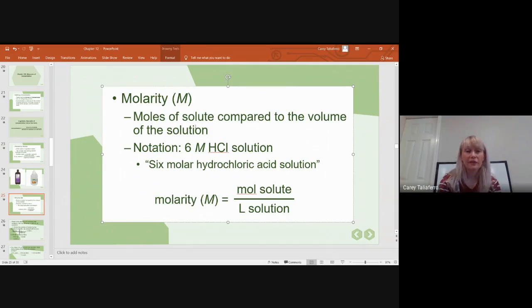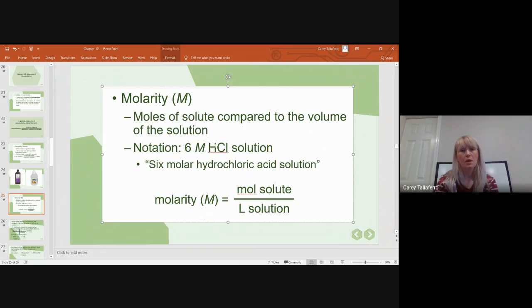All right. So the definition of molarity is the moles of solute. Now remember, moles is important. And moles of the solute, so what gets dissolved, compared to the entire volume of the solution.